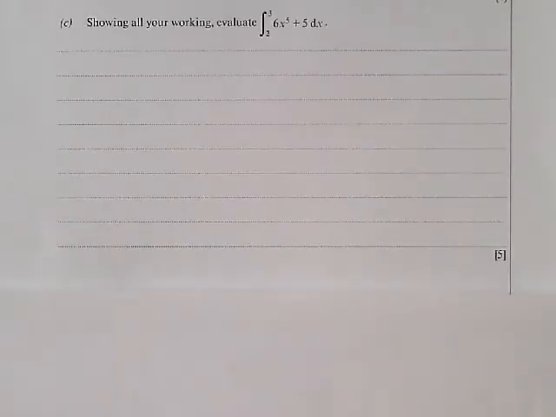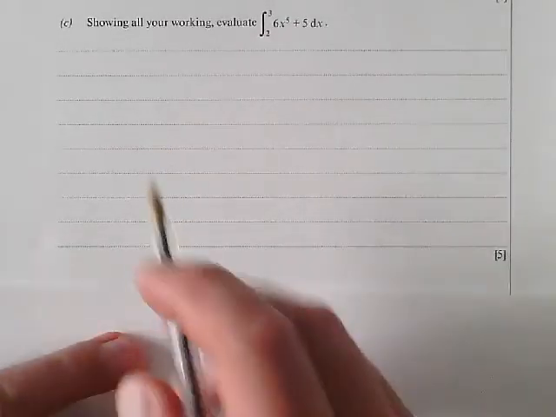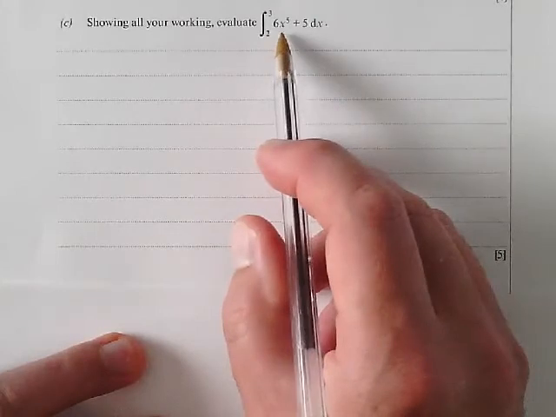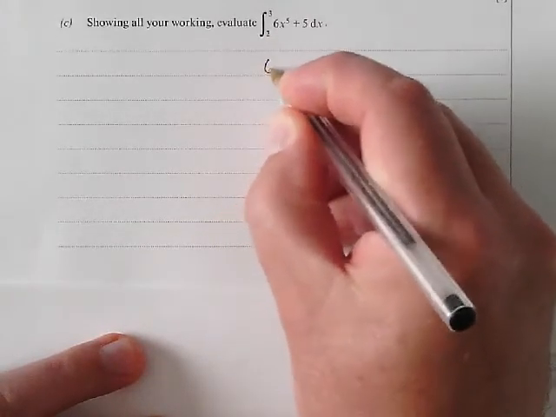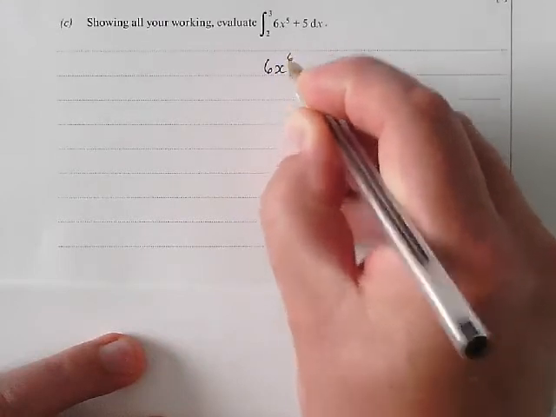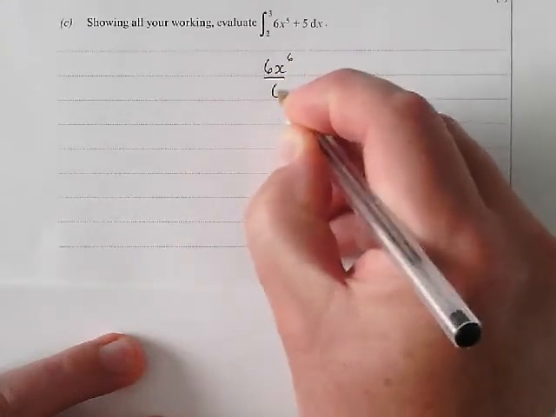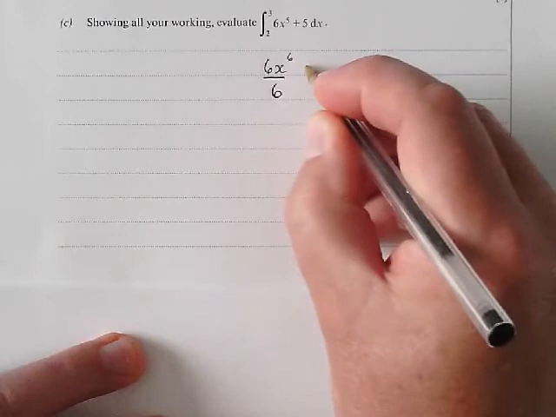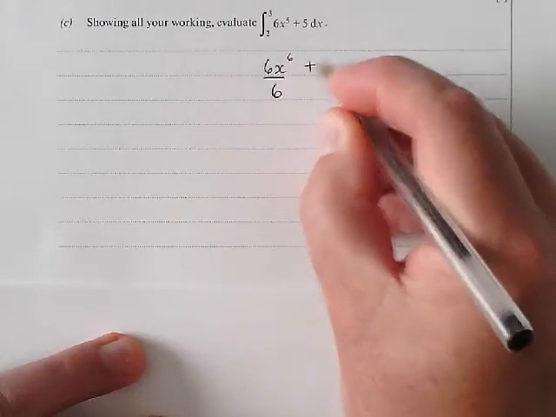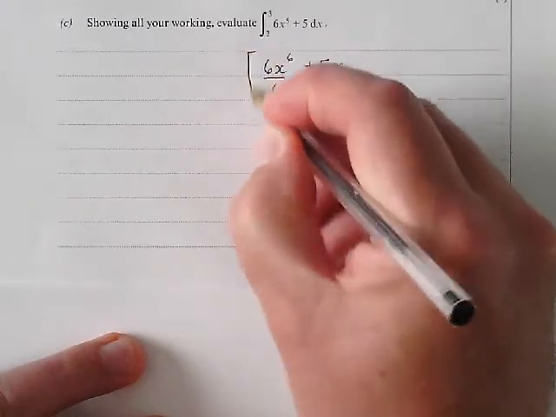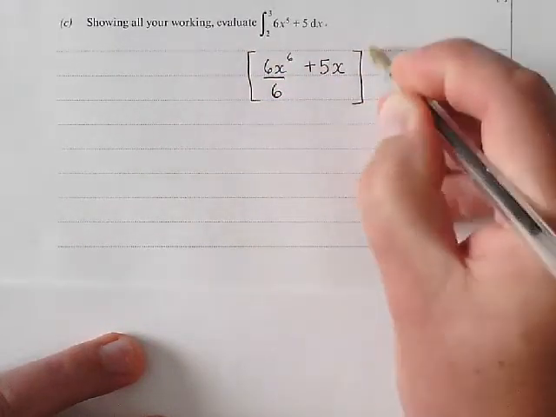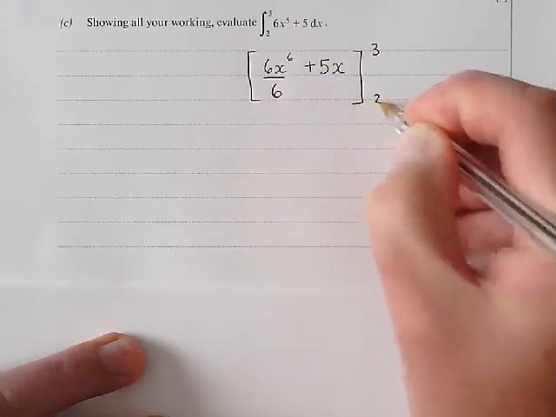The second question is a definite integral. So we are going to integrate the 6x to the power 5. So add 1 to the power, so that will become 6x to the power 6. Divide by that new power, so that's divide by 6. The second term will become 5 and increase the power, so it will become 5x. And then we are going to integrate that between the values of 3 and 2.